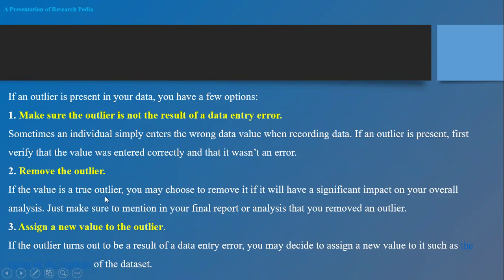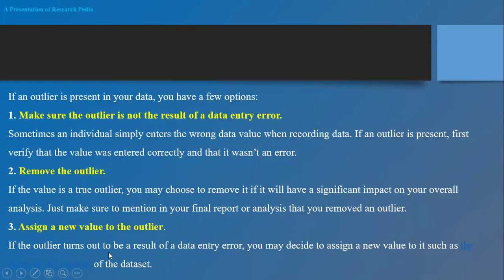If the value is a true outlier, you may choose to remove it if it will have a significant impact. Significant impact means if it is appearing with an asterisk sign or star sign, it is a significant outlier. In that case, you need to remove it. In your overall analysis, just make sure to mention in your final report that you have removed an outlier. The third one is to assign a new value to the outlier.